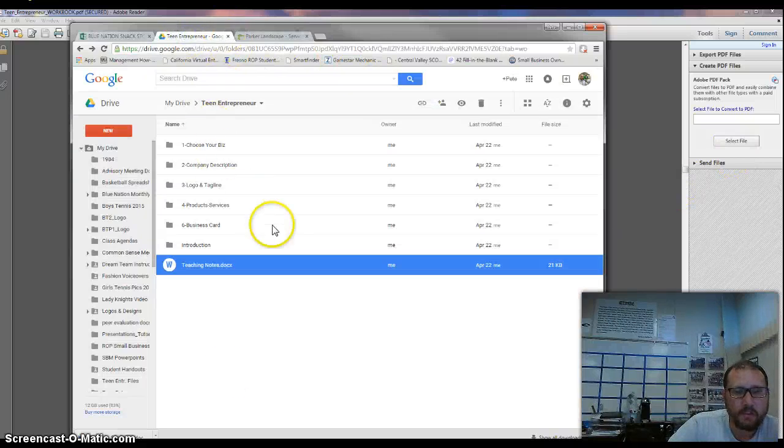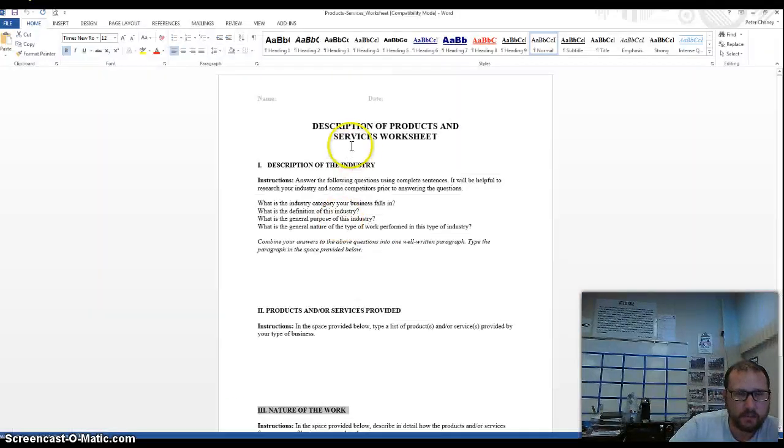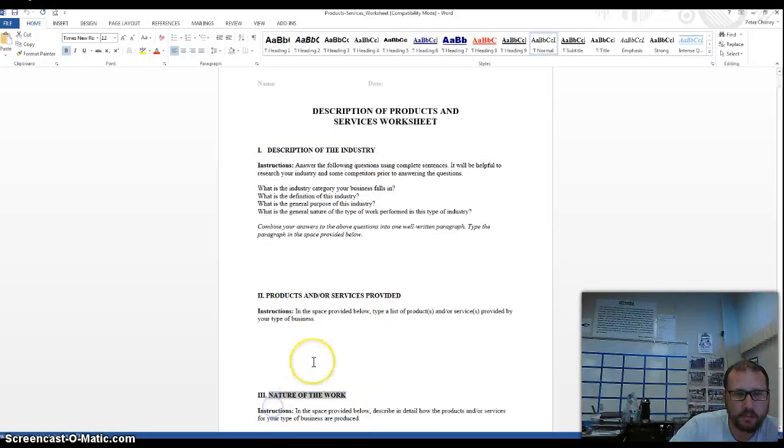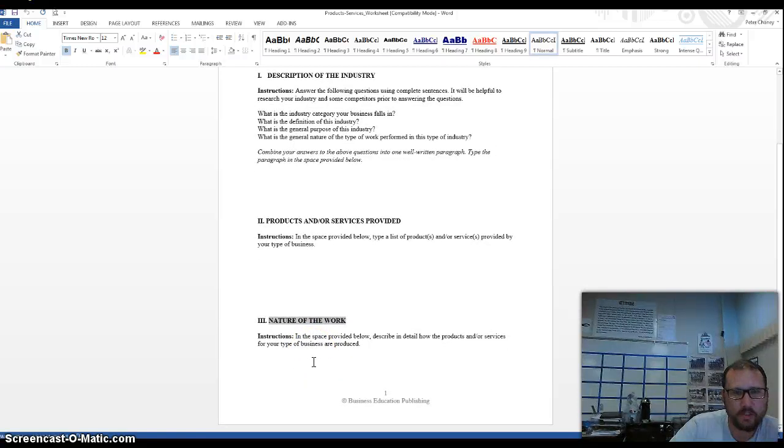Use that research to get together your description of the industry, your products and services provided, and the nature of the work, and that is Project 4. Have fun with the research and tell me all the information you can find, and ultimately you need to show me and potential investors why you should be in this industry and why you would be a valuable part of it. Have fun.